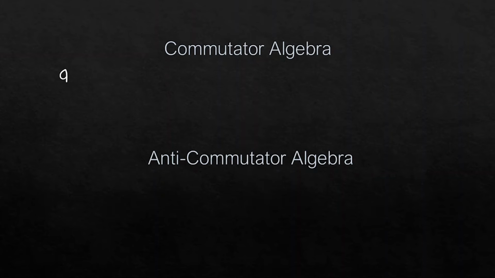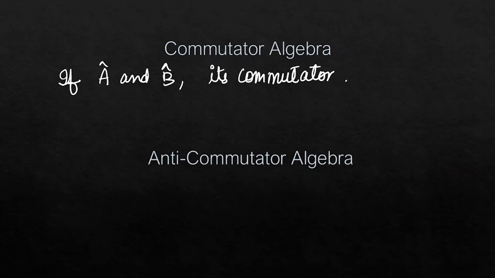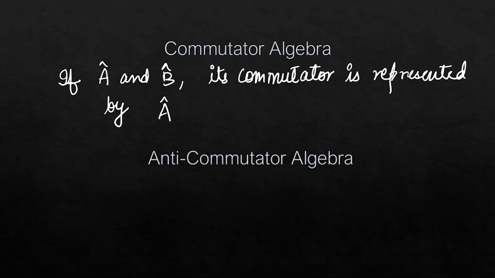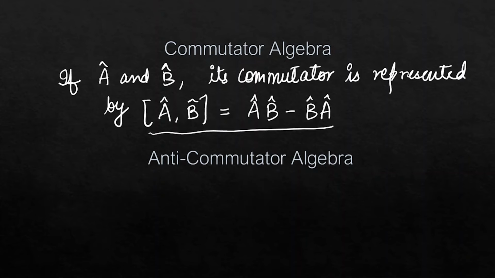So if I have two operators A and B, then its commutator is represented by square brackets, [A, B]. In this way, we represent the commutator of two operators, and we can open this up as AB minus BA. This is the commutator of two operators.